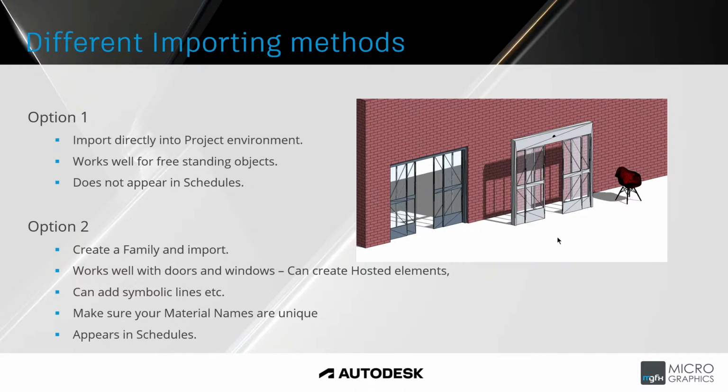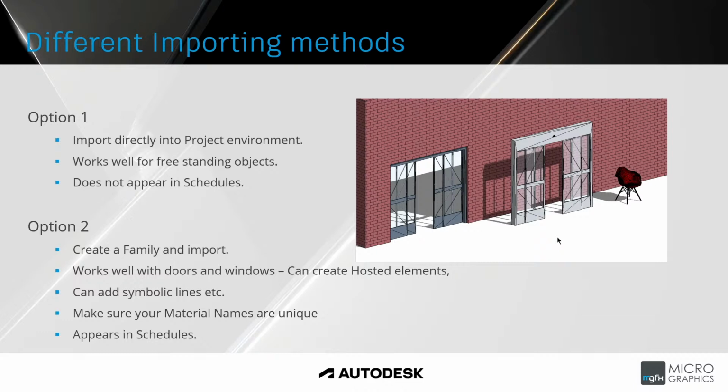Then option 2 is what I want to actually focus on. I believe that's the better option. It's to open up an empty family file, maybe in this case a furniture family, and then import it into that. The benefit is that the component is a family now, so you can schedule it, meaning you can see how many chairs there are, so they appear in schedules. That's great. And you can also add symbolic lines into that family environment, for plans, sections or elevations.